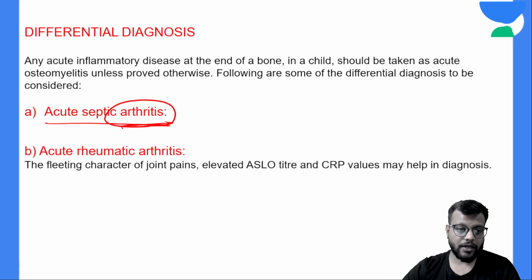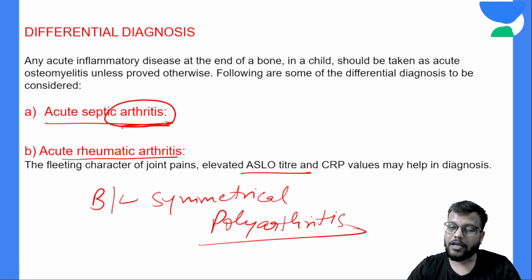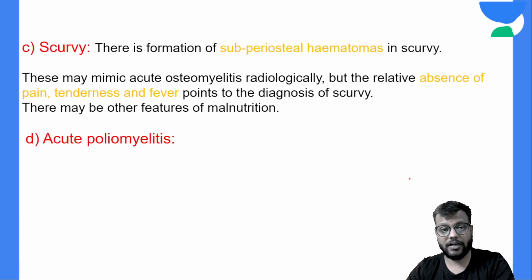Now acute rheumatic arthritis, in this you will have bilateral symmetrical polyarthritis with typical ASLO titers, CRP values, even RF factor, etc.